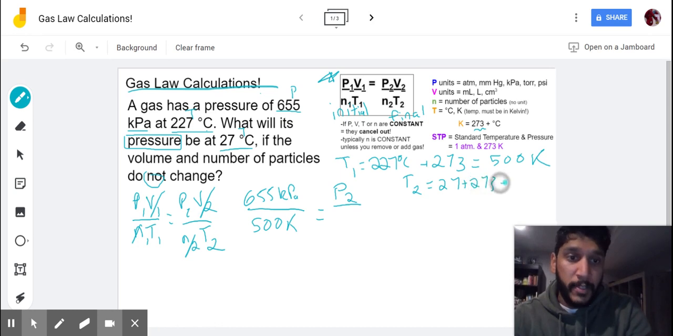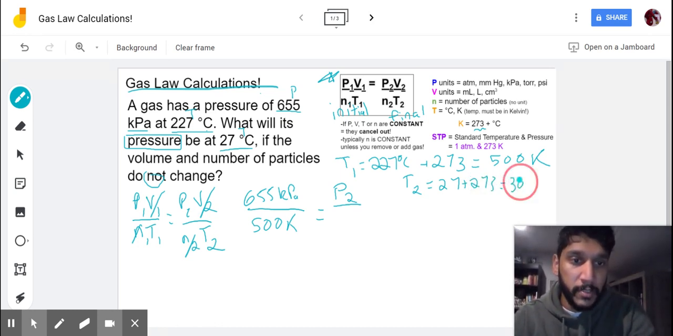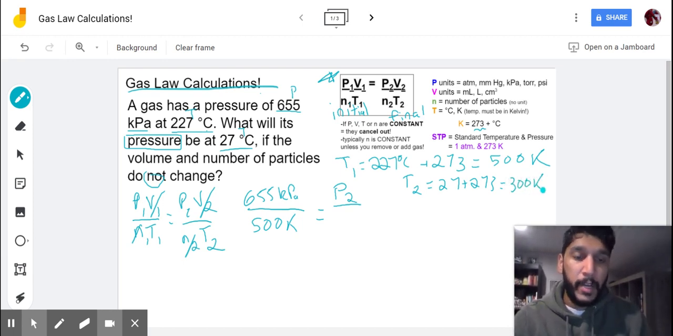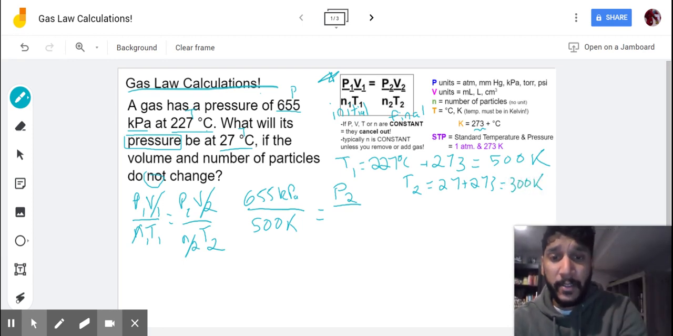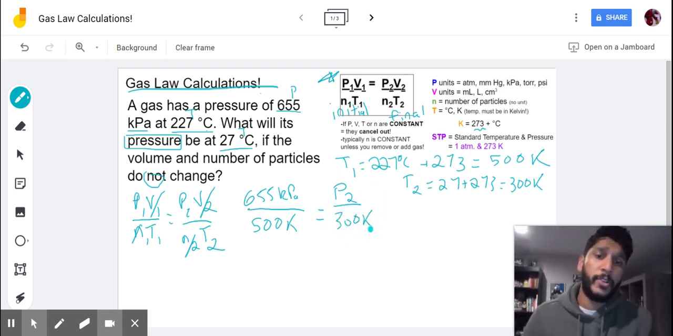Yeah, that's right, 273. So we're going to write 27 plus 273, and that's going to give us 300 Kelvin. So now we can plug in 300 Kelvin for our second temperature. In math class, if you see this, there are different ways to solve for it.